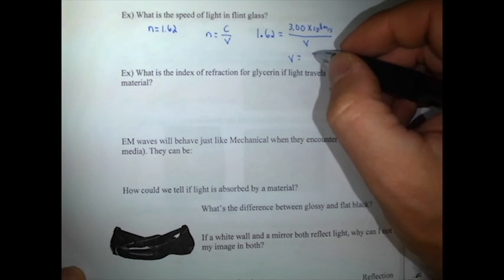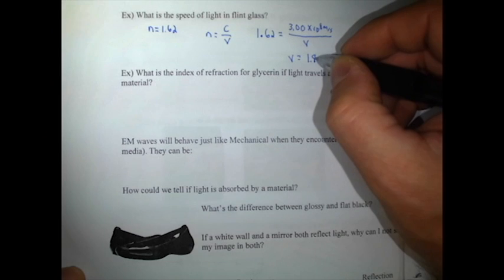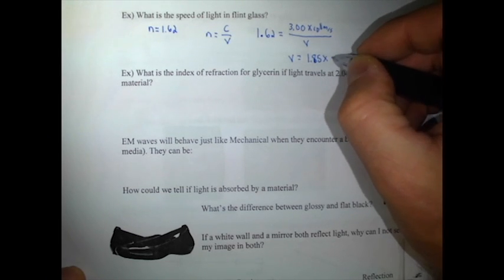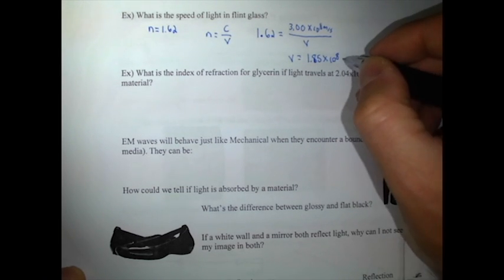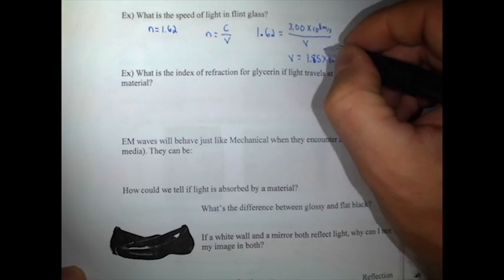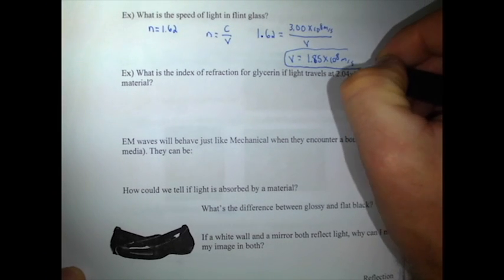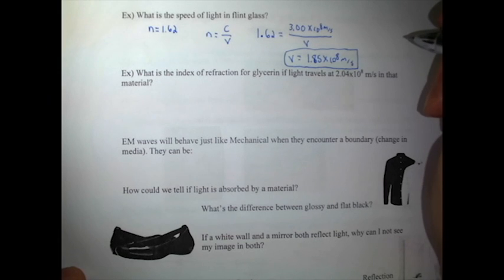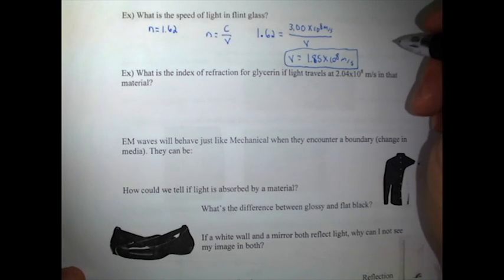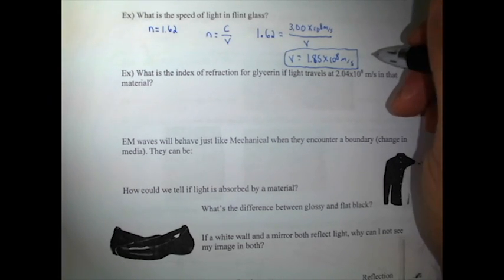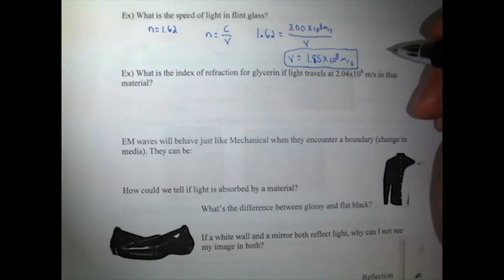We use our calculator to solve this. We get 1.85 times 10 to the 8th meters per second, which is still very fast, but it is noticeably slower and will cause some effects to the way that light travels through that material, as we'll talk about later. If you ever get a number bigger than 3 times 10 to the 8th meters per second, then you made a mistake someplace. That can't be.